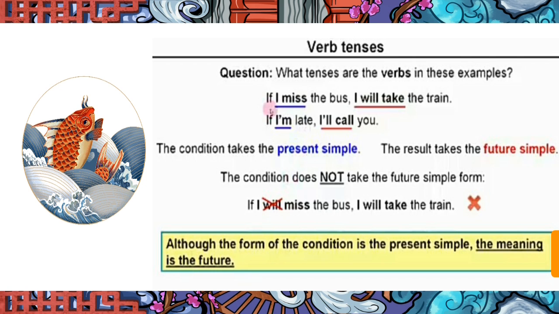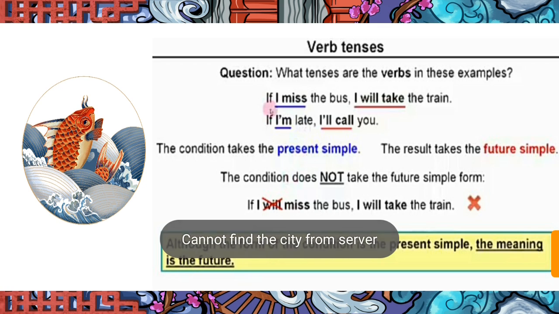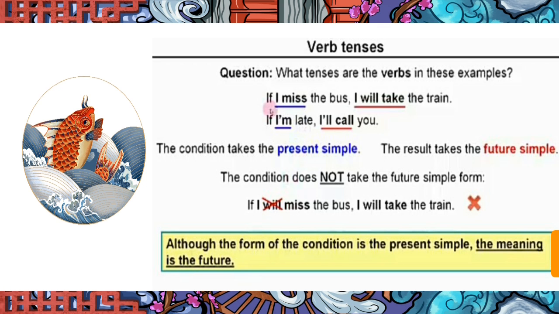The condition does not take the future simple form. A very important point to note here is that the condition doesn't take the future form. Be careful, this is a very common mistake by English language learners. Another important thing to understand is that although the form of the condition is the present simple, the meaning is in the future.